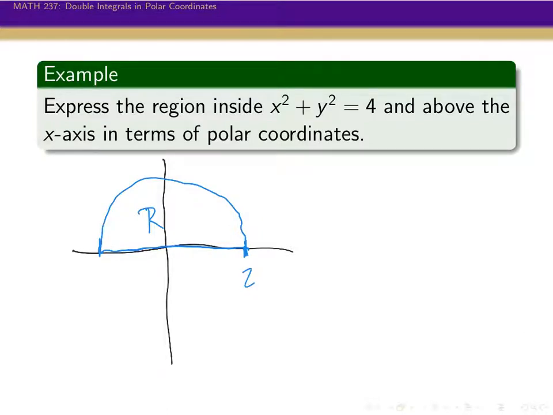Okay, so if we want to express this in terms of polar coordinates, usually it kind of makes sense to maybe start off with r. And so r, remember, is we're thinking about all the way across, how far out do you have to go?